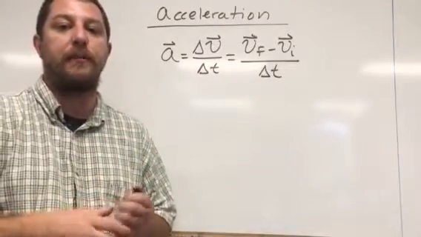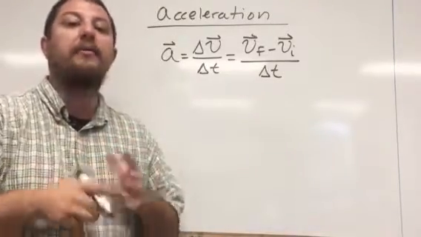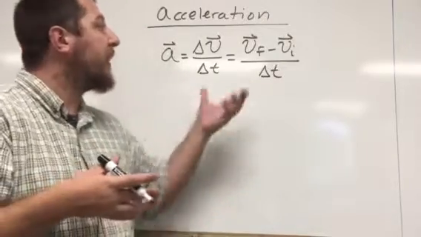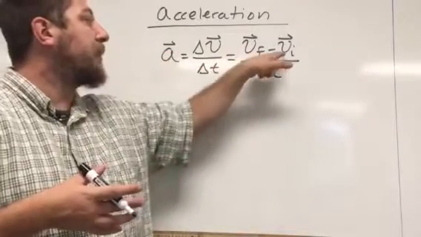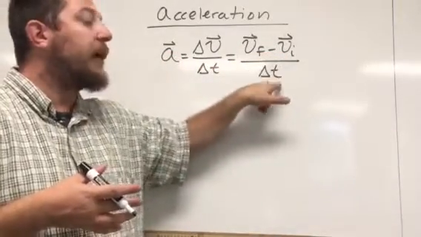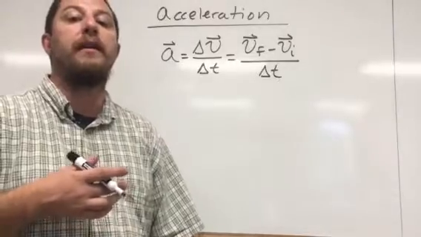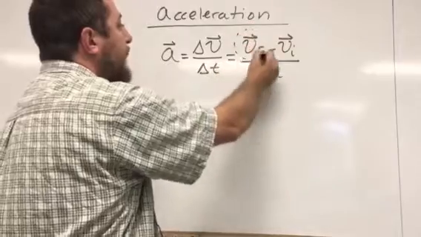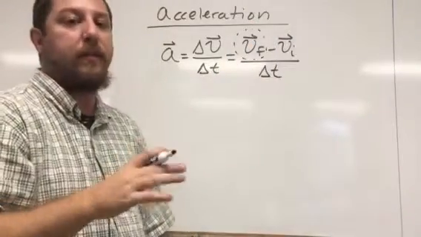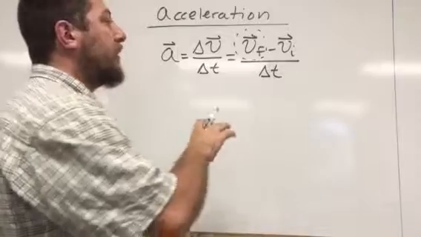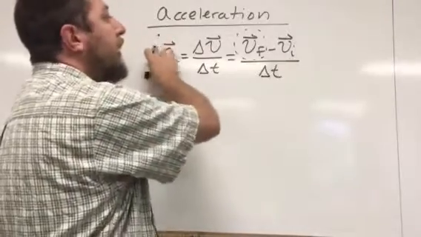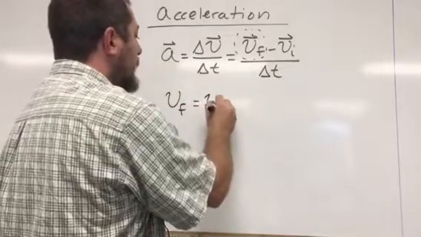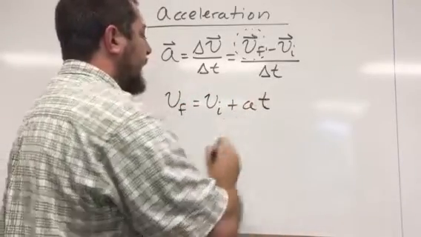Now, I can derive a formula for the final velocity of an object if I know its acceleration, its initial velocity, and the time interval over which the motion has been occurring. So if I solve this equation for VF, the steps are, I won't write them out explicitly, you guys are all good at math, multiply both sides by delta t, and then add VI, and I get VF equals VI plus AT.